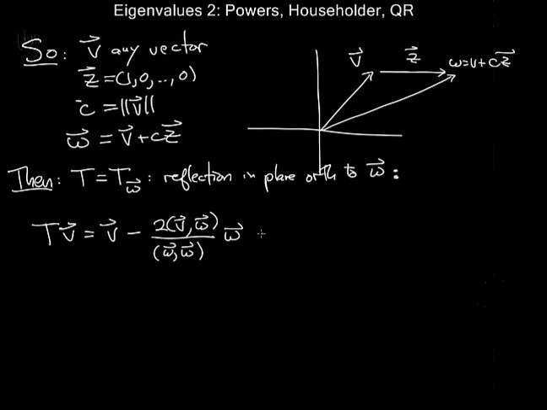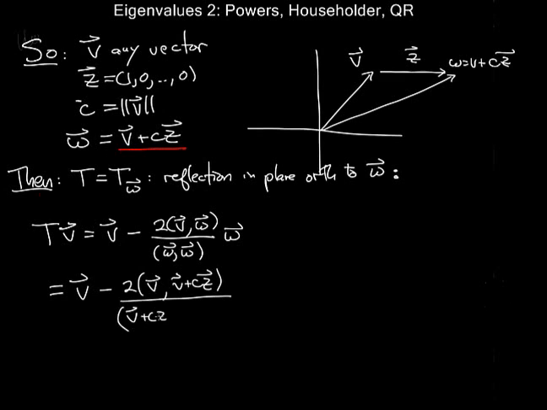This is the formula for the reflection, and we're using w is v plus c times z. So I'm going to plug that in everywhere I see w, and I'm going to check that this does the right thing. So plug that in everywhere, and let's compute this ratio of squared lengths. So it's v minus 2 times what?